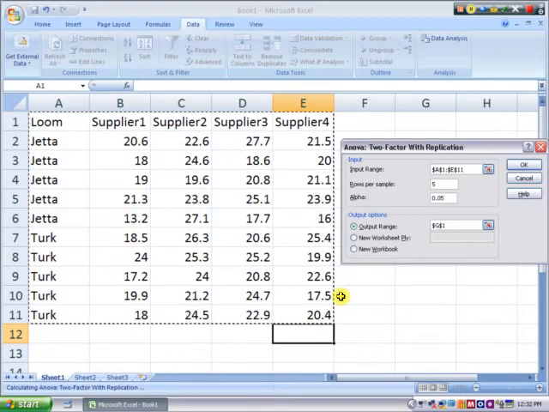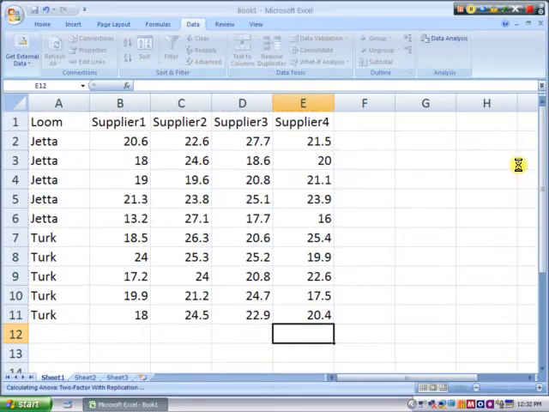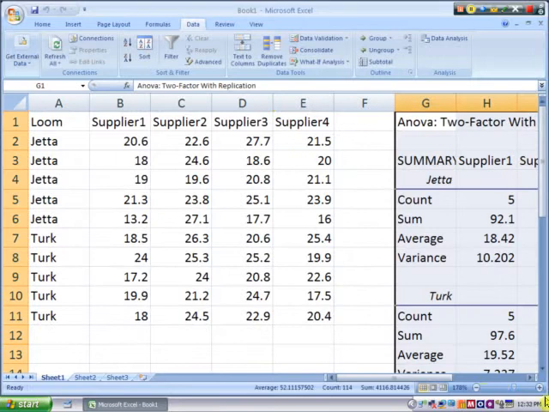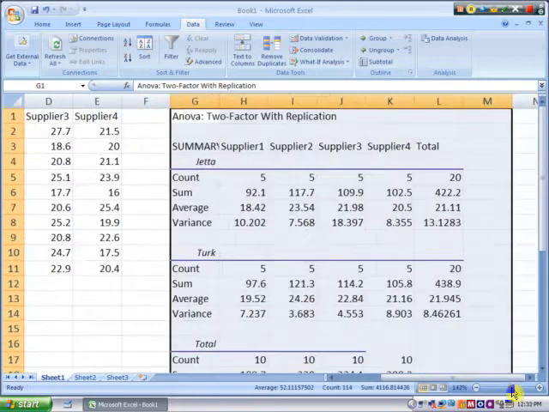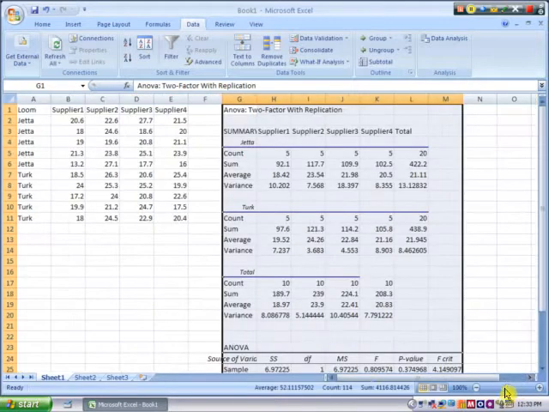Now, does everything look okay? Yes, I think so. From A1 to E11. Yay, works now. All right, let's take a look at how to read this. Make it a little bit smaller. Well, let's start up here.